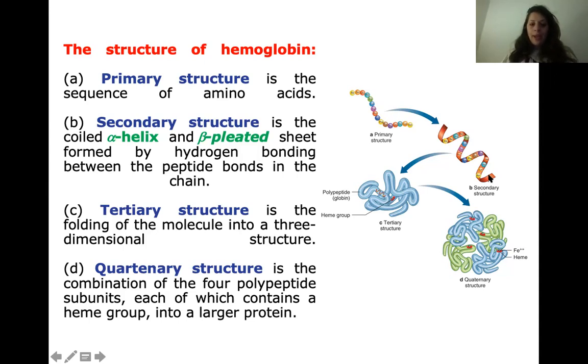Tertiary structure is the folding of the molecule into a 3D structure, and you can see it here, in which the heme sits in the middle, whereas the quaternary structure is the combination of all the 4 polypeptide subunits, 2 alpha and 2 beta, each one of them containing a heme group, into a larger protein. So the big protein is made of 4 subunits.